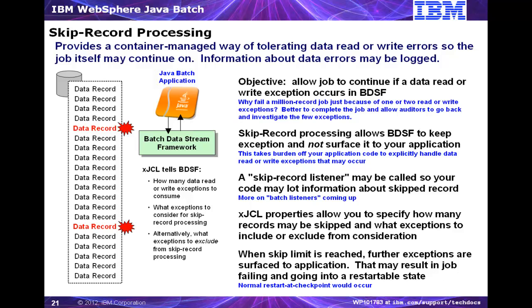At some point, the number of records skipped may exceed what you think is the appropriate limit for this type of feature. Once the limit is reached, any further read or write exceptions will surface up to the application. If the batch application does not handle the exception, the job will fail and go into a restartable state. All the normal rollback to checkpoint processing would take place.